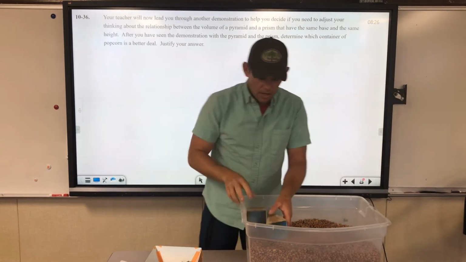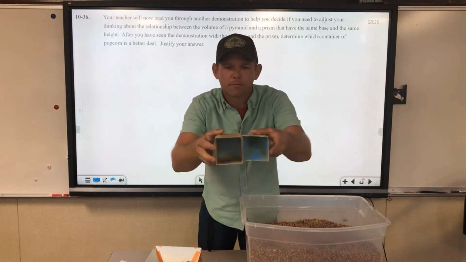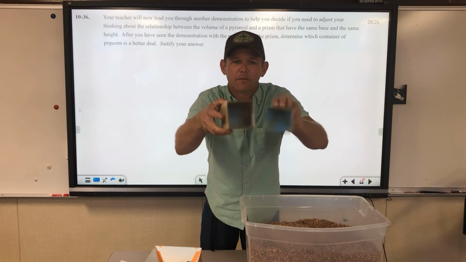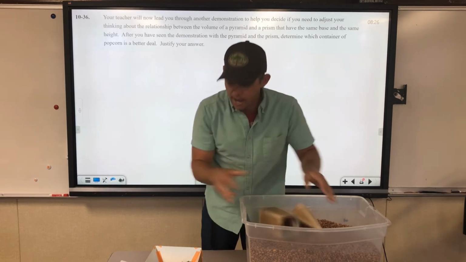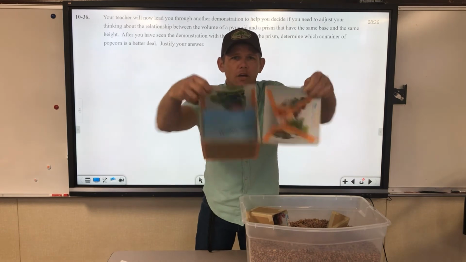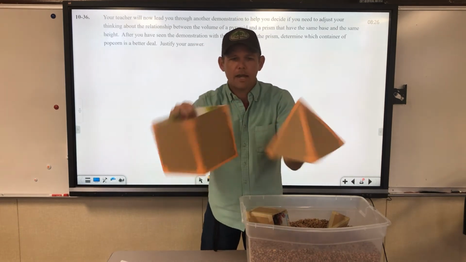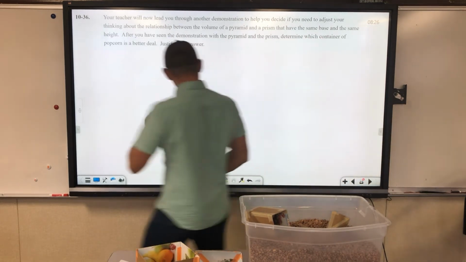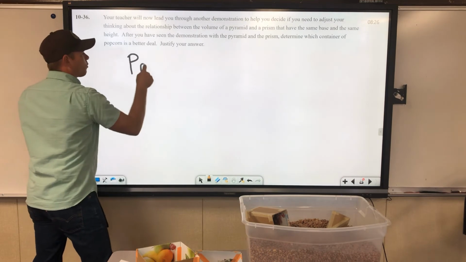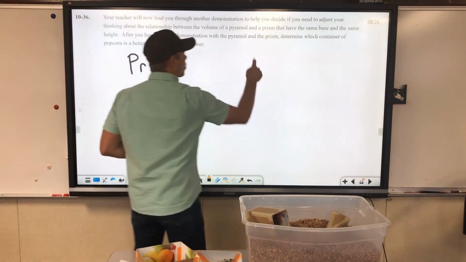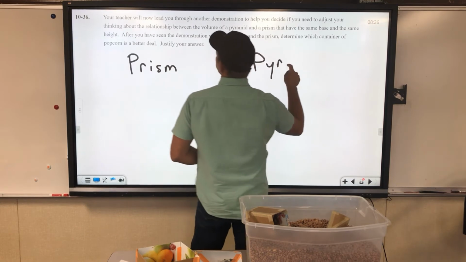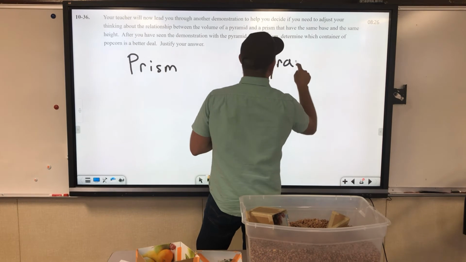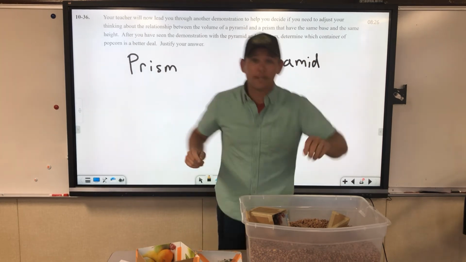So once again, if you look at the openings, they match. They have equal side lengths, and they have a matching base and a matching height. Now with that information, we're going to start by writing on your paper. We're going to write the word prism, and we're going to write the word pyramid. That's right, guys, I still struggle to spell.